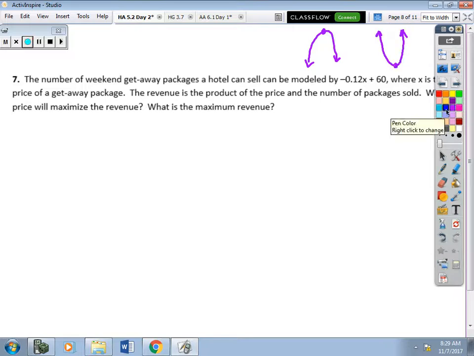No matter what problem we do, what are we actually being asked to find? We're asked to find the maximum or the minimum. What are those points called? Abby? Yeah.